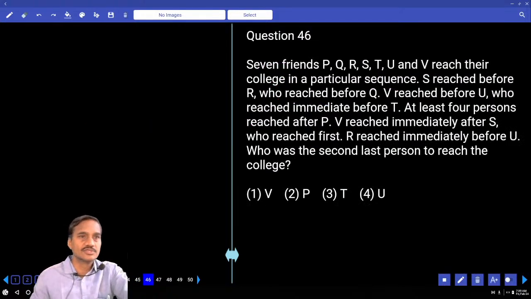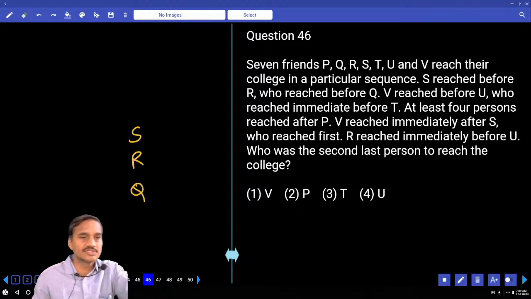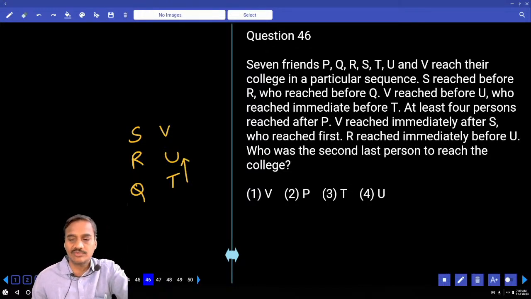Then 46. Now in this 46, 7 friends were there to reach their college in a particular sequence. S reached before R, who reached before Q. And V reached before U. U reached immediately before T. U and T must be together.